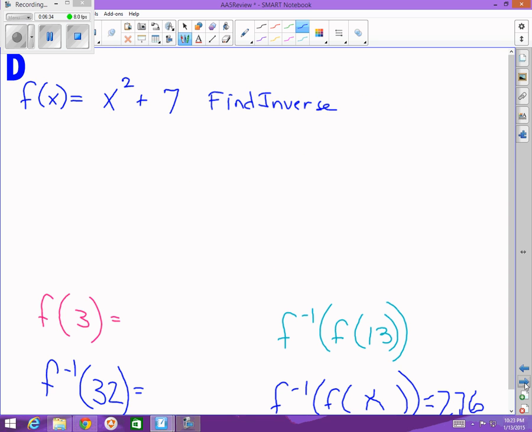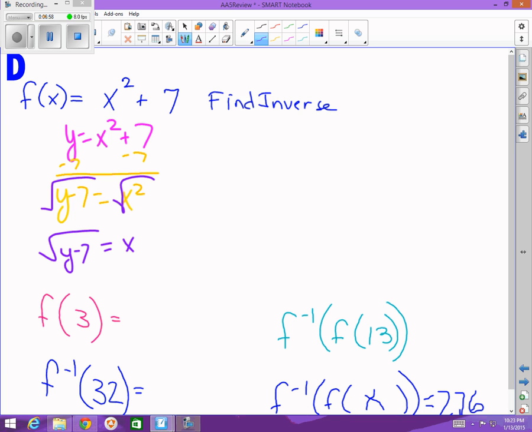All right, then finding an inverse. Remember, to find an inverse, you just say y equals x squared plus 7 to start with. And now just solve for x. So subtract 7, and y minus 7 equals x squared. Then take the square root, and x equals the square root of y minus 7, plus and minus.